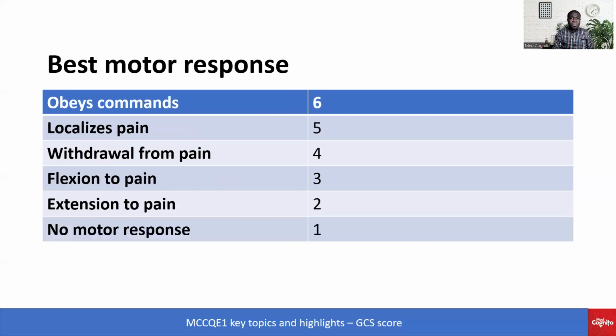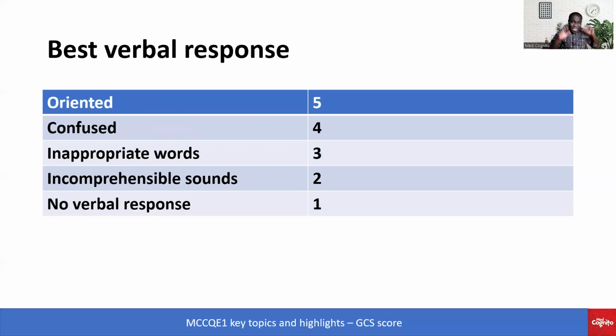Now, best verbal response, highest number is 5, lowest number is 1. So if the patient is oriented, talking to you, oriented to time, space, and person, where are you? I'm in the hospital. What's your name? I am Dr. Brony. What is the date? Or what's the time? Whether it's evening, morning, the patient knows the date, patient is oriented, 5.